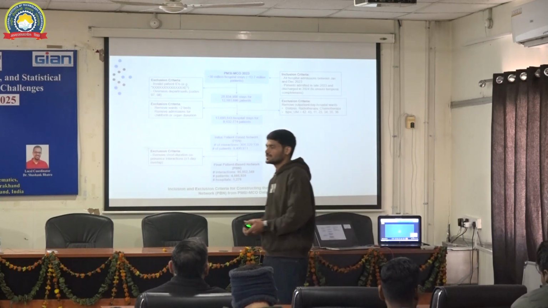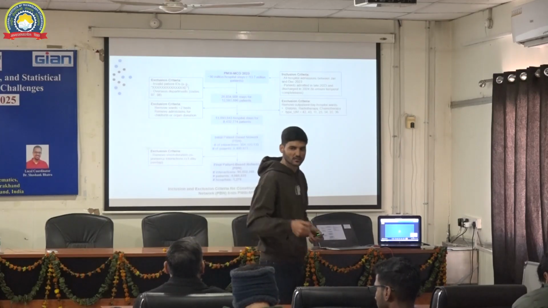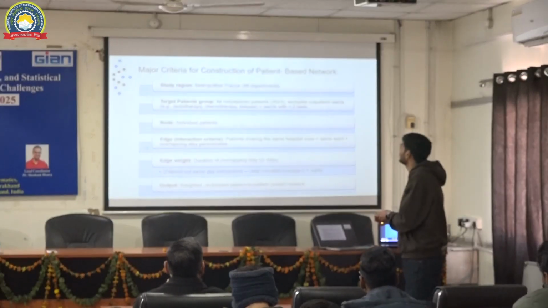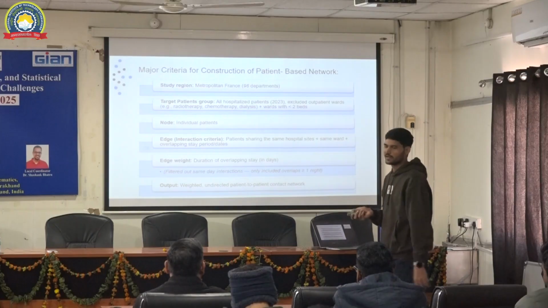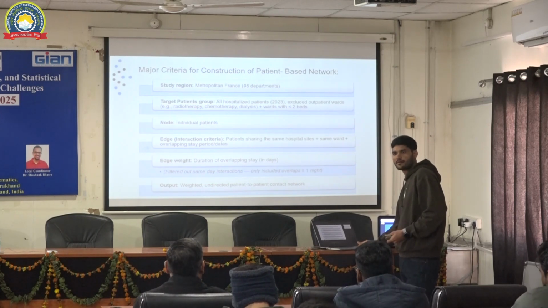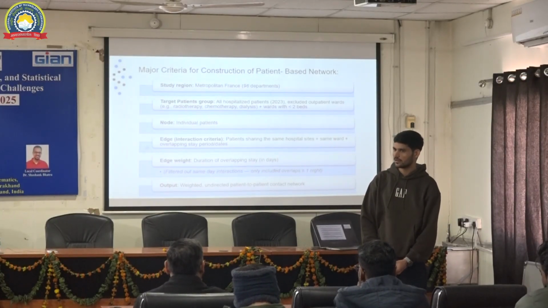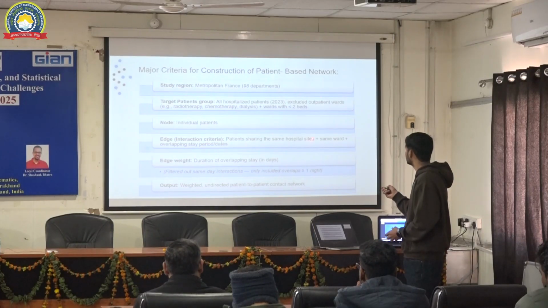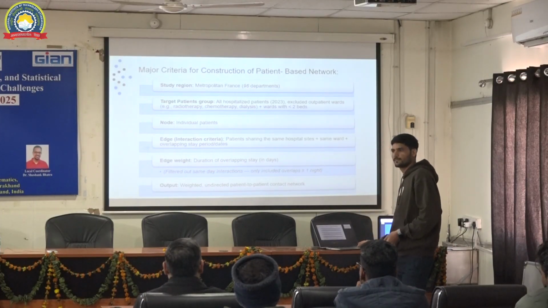Now the network is constructed. Now it's time to spread the disease in the network. How did you define the interactions? Patients stay together in the same hospital, same ward, at the same time. Either sharing the same hospital site, or the same ward, or overlapping. It definitely means they are staying together for more than one day. Okay, so staying in the same hospital is an interaction. Same hospital site, plus same ward, plus overlapping stay. It means a unique connection.